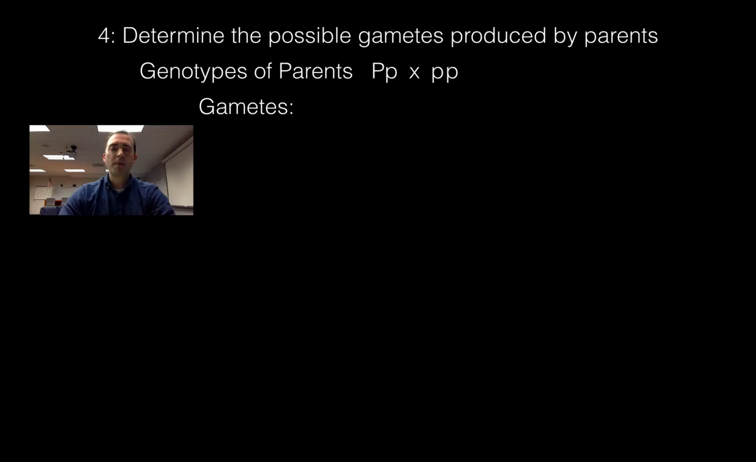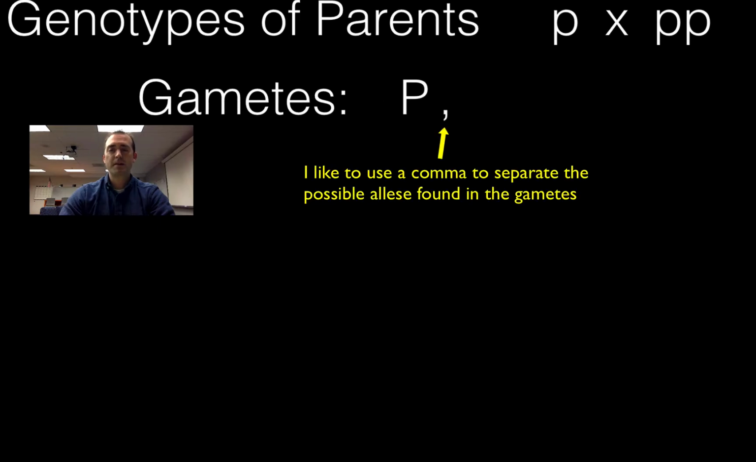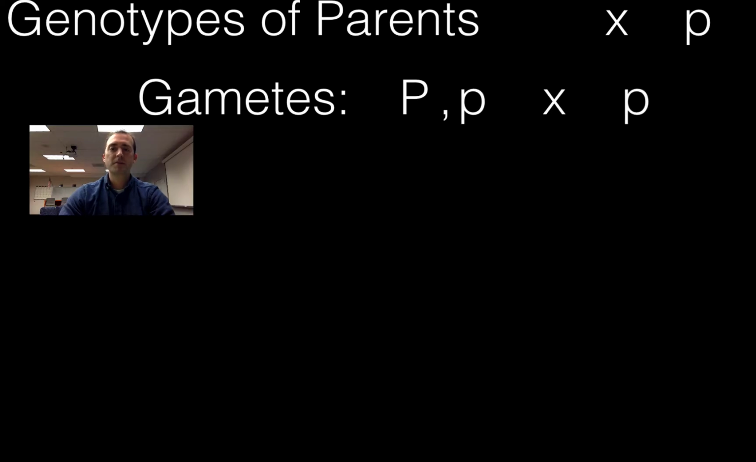So in meiosis, we remember that the alleles for those traits are separated in the production of gametes. So our first heterozygous pea plant would either give a big P to their offspring or a little p, whereas the homozygous white pea plant would only give little p's to all their offspring since they only have one type of allele. This sets up our Punnett square nicely.